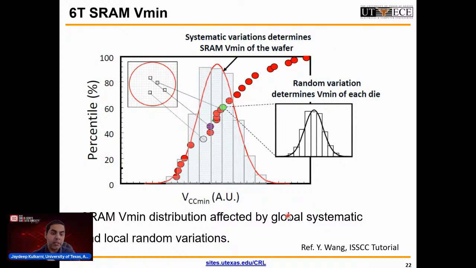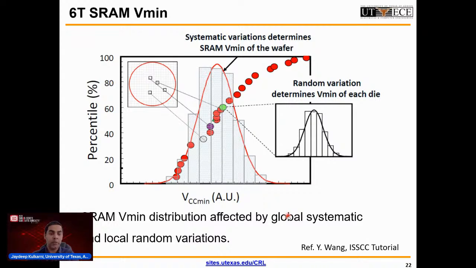So how exactly do these read and write failures translate into energy efficiency and power consumption? As you lower the supply voltage, the effect of process variation gets enhanced because the transistor overdrive, VGS minus VT, goes down. As a result, there comes a point where we are no longer able to lower our operating voltage below a certain minimum point. That voltage is typically called the Vmin. It is the minimum operating voltage for successful operation of an SRAM array.